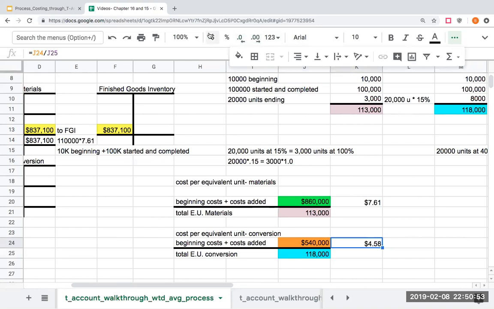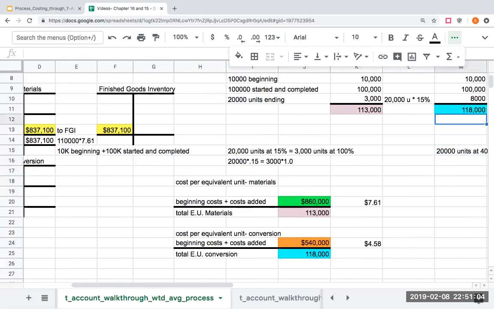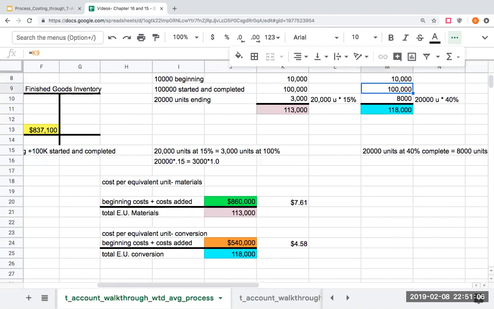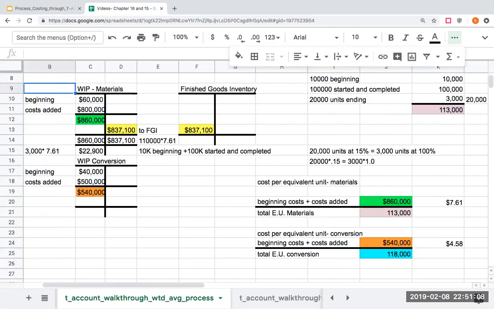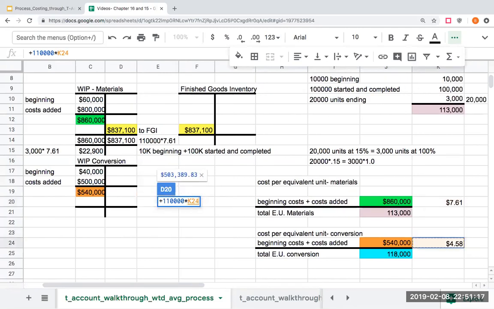Okay, so here it's 4.58. And again, this is going to be another messed up number. Perfect, Tchaikovsky, great job. Okay, so right over here, I have the same issue. Again, I have my beginning plus my started and completed. So over here, I'm going to say, all right, I've got 110,000 times this amount of 4.58. Well, actually, I should probably just do 4.58. We'll get a little bit more round, 4.58.